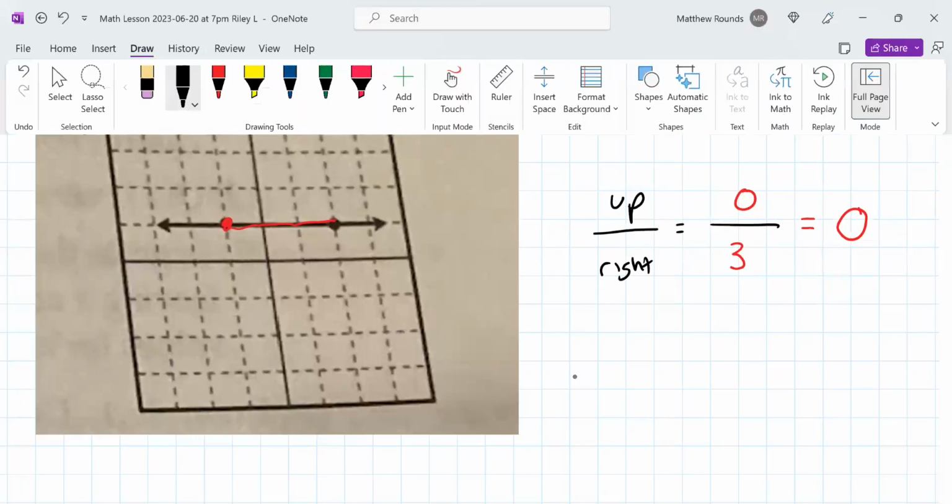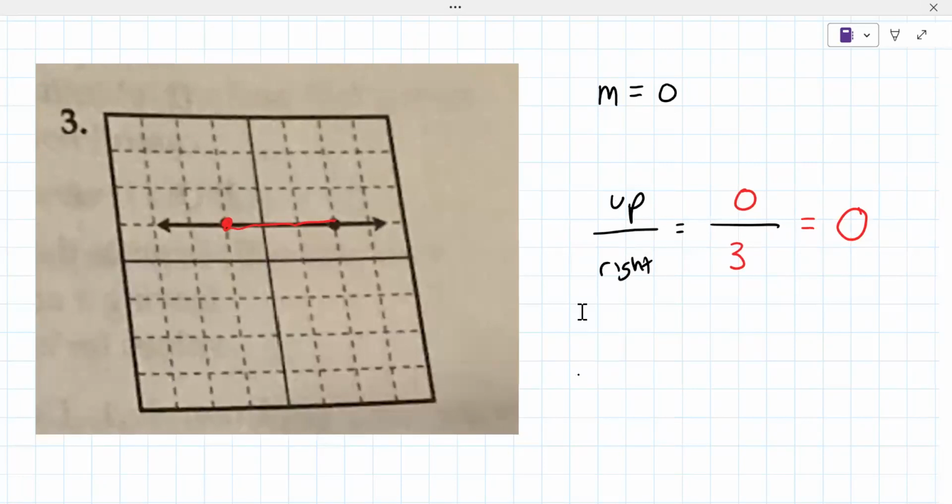So if I ever got a problem like that where it was just a straight line, would it always come out to 0? Because it would be 0 divided by however many. Yes. Now, more specifically, you do have to say horizontal line, because all lines are straight. The word horizontal is really going to work.